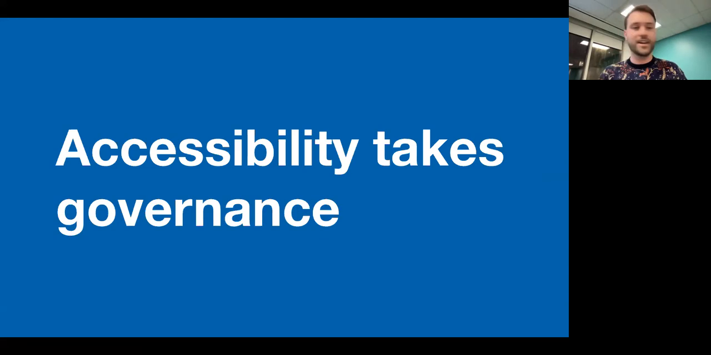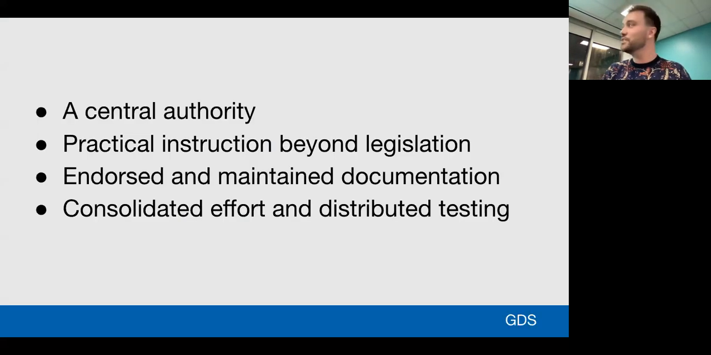All right, next major statement, accessibility takes governance. So what do I mean by this? There's a few different things that could mean, but basically these are 4 things that I think really help when it comes to doing it at the scale of a government. It's good to have a central authority on accessibility.